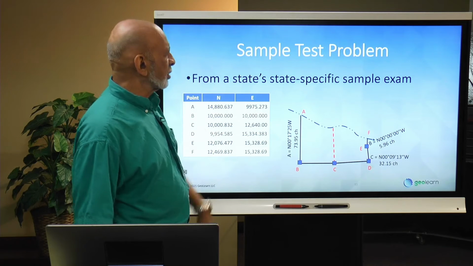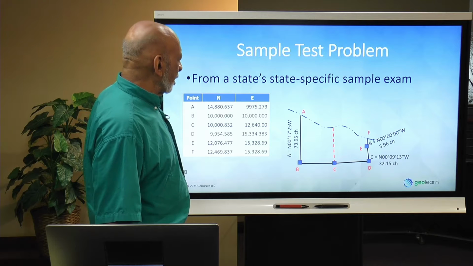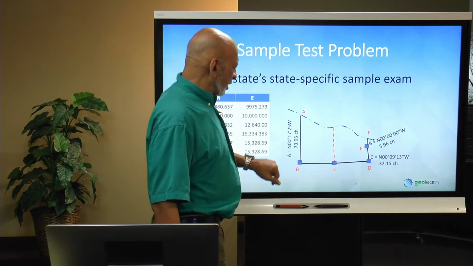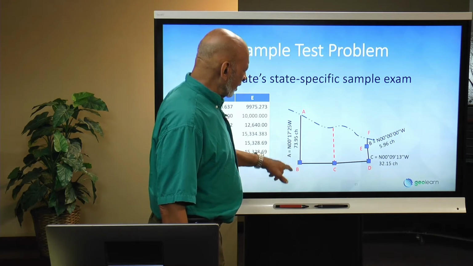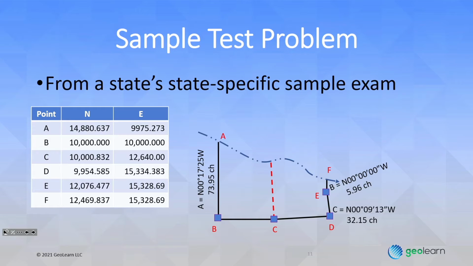It's from that state-specific sample exam. And we had a bearing and a distance in chains over here for the western line, and there's two eastern lines, and we had distances in bearings and chains. But what I'm saying is, what if we don't have those and instead are given coordinates? So I've erased them from the diagram, and I have here this table, this list of coordinate points.